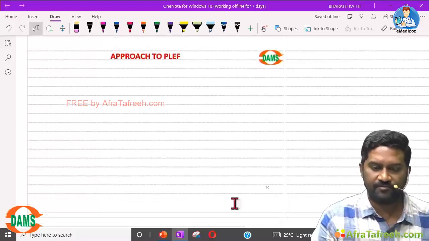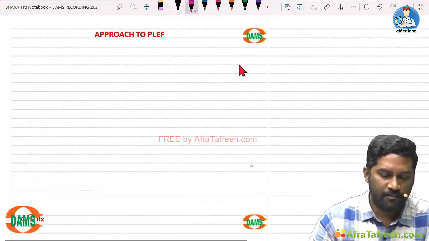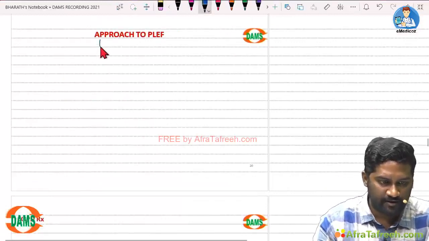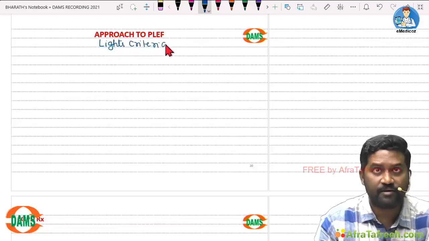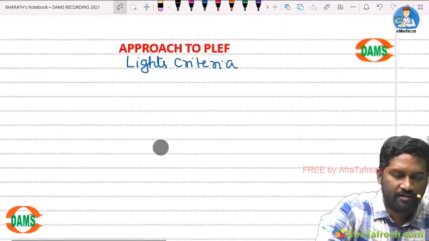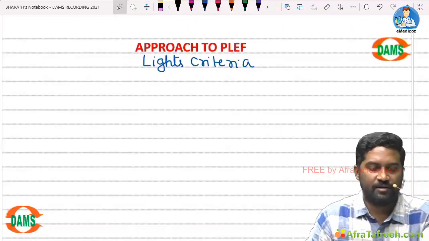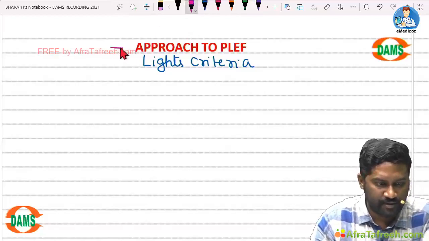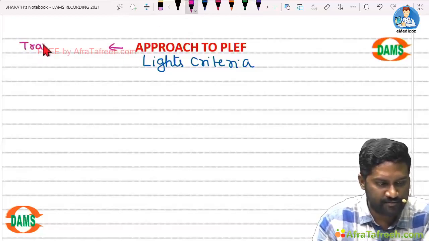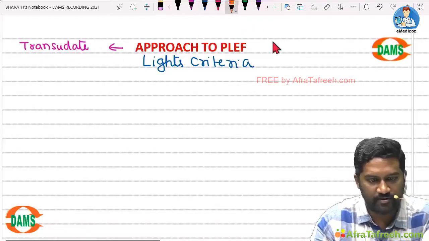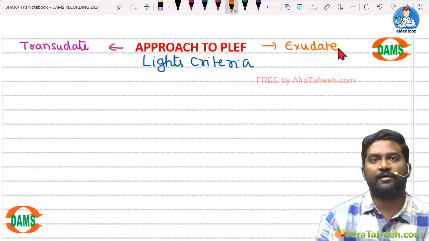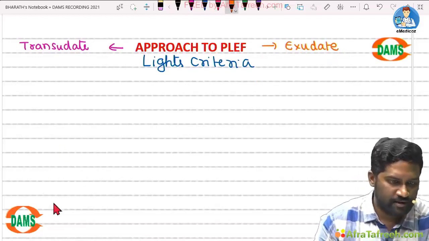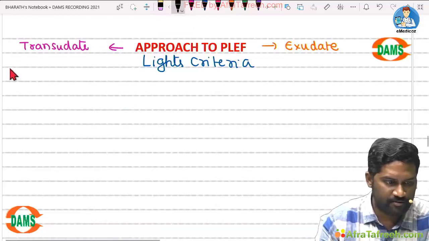So this pleural effusion, based on Light's criteria, we can classify into two types. We have a transudative pleural effusion and the other is an exudative pleural effusion. Now when do you call it a transudative pleural effusion?